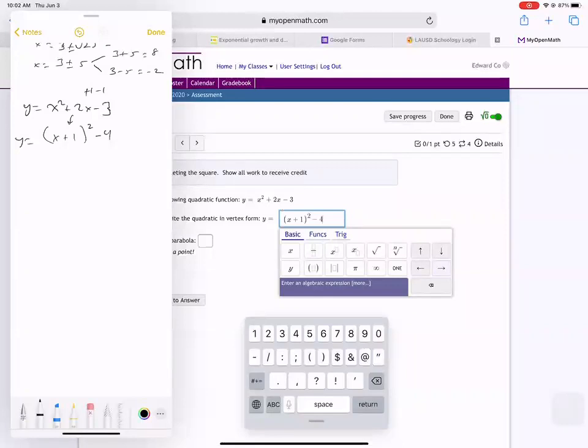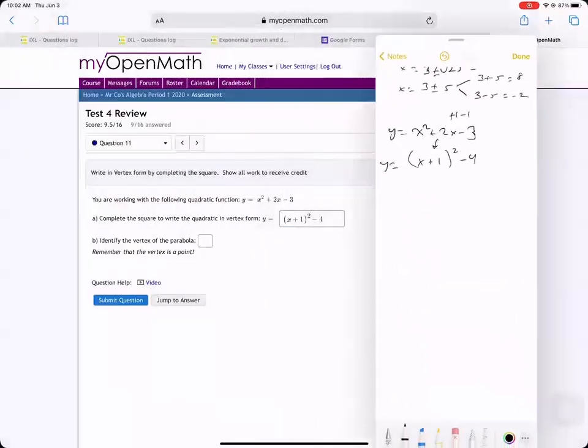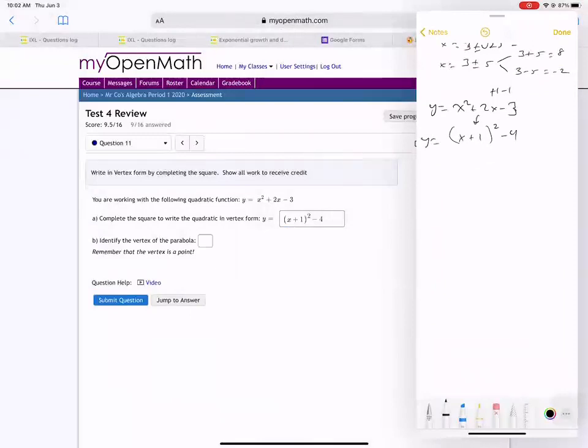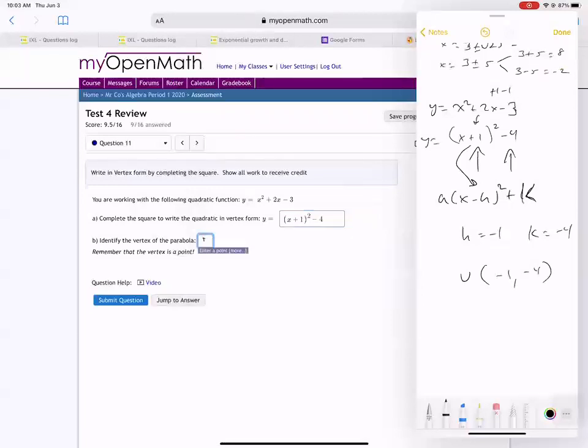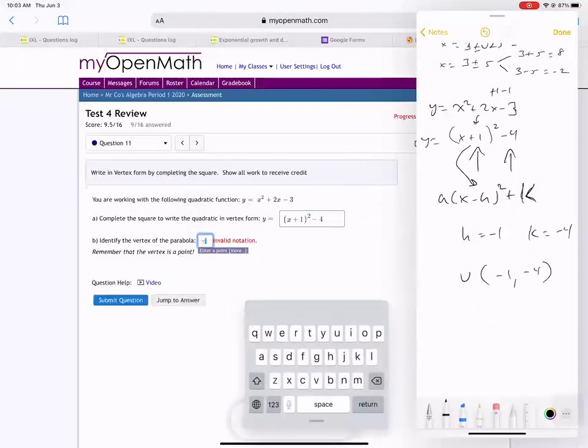And then the next part of it was, now that we have this, what is the vertex? And hopefully you remember the vertex is these numbers here. It's a(x minus h) squared plus k, where h is negative. So our h value is going to be negative 1, and our k value is negative 4. So the vertex is just writing those numbers together as a point. Negative 1, negative 4. Parentheses, negative 1, comma, negative 4.